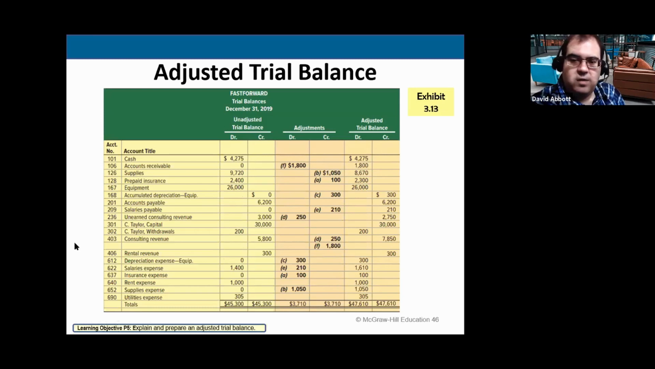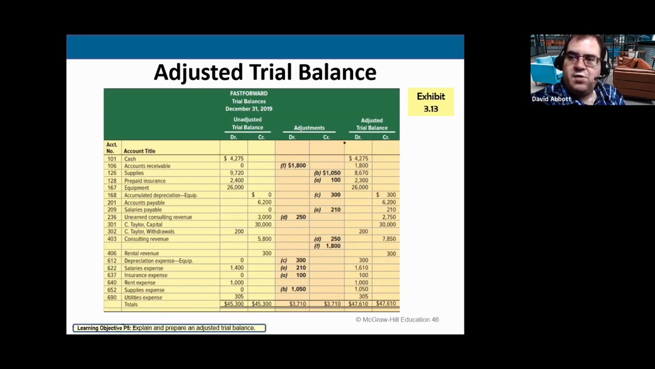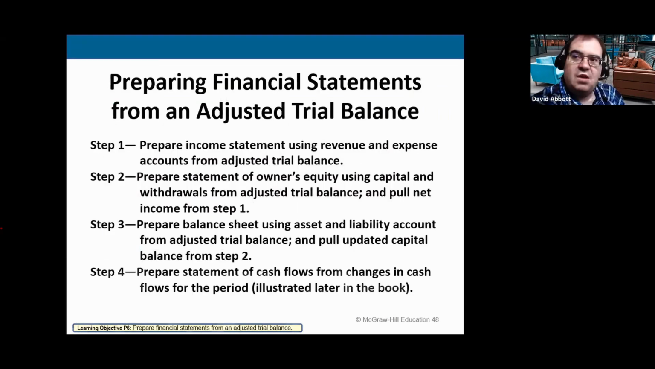So what you're going to look at when you go to actually do your financial statements is the adjusted trial balance. That's the piece of this that you're concerned with. It's the part that I'm putting the red rectangle around, for preparing financial statements from that adjusted trial balance.